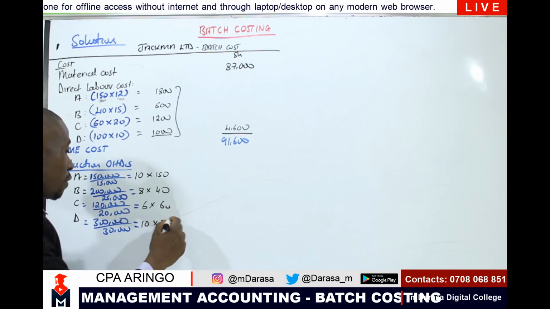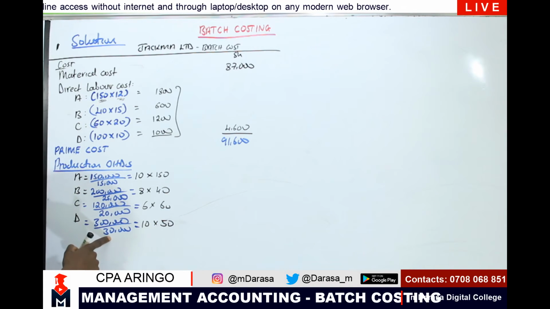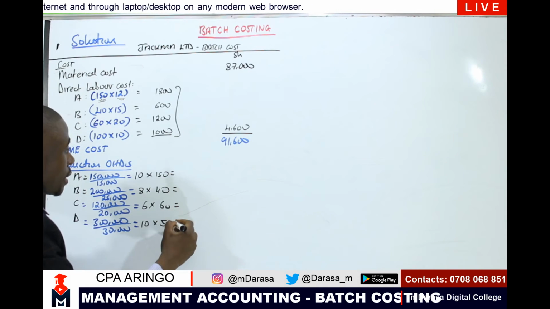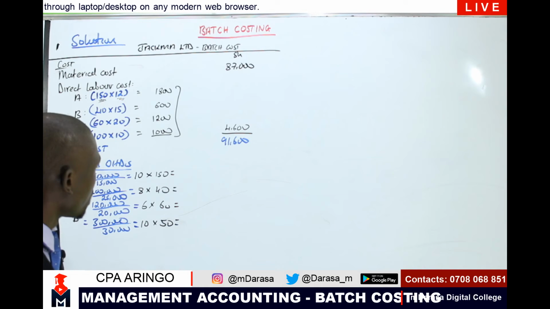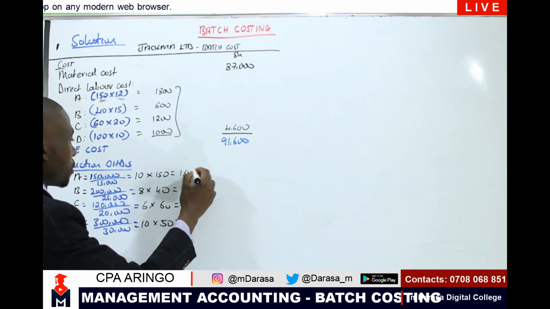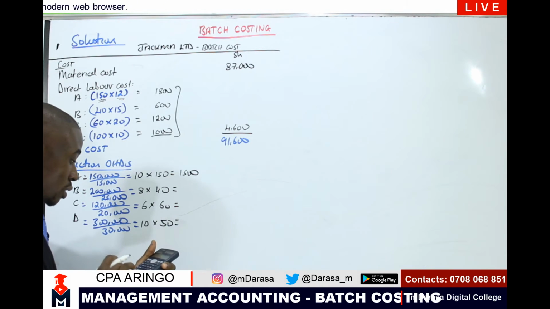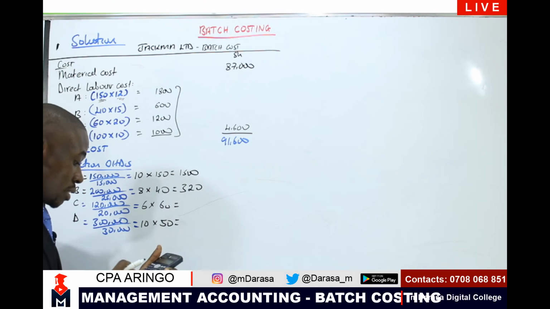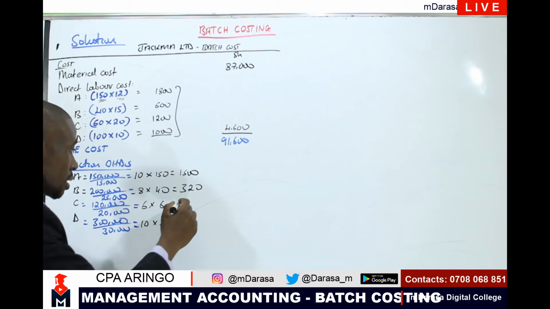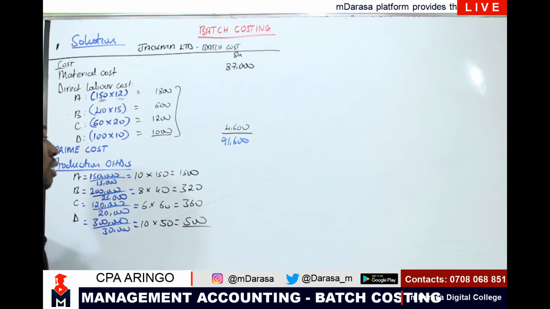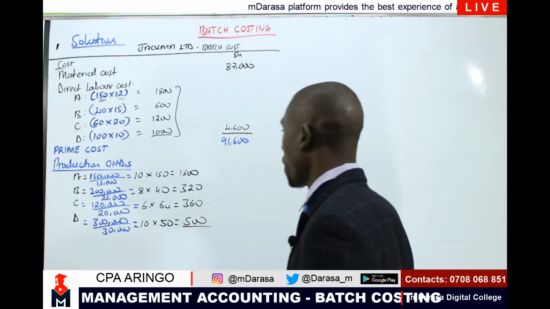The question here will be, how many hours were we taking in department A? Whenever we looked at direct labor hours, you see that we had labor hours times the rate. This is what we had in that question. For department A, I'm having 150 direct labor hours, and in that case I was paying 12 shillings. B, 40, 60, and 100 for B, C, and D respectively.